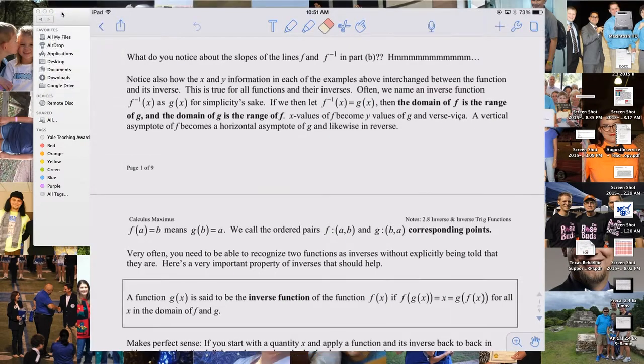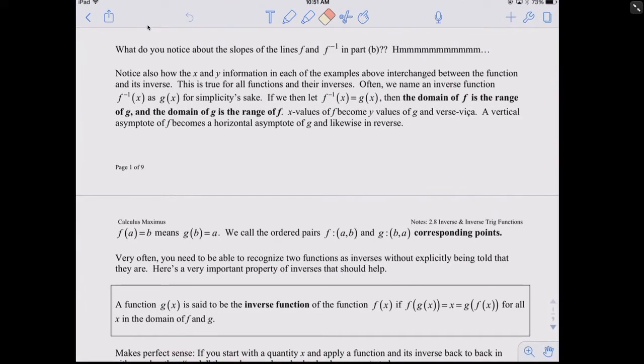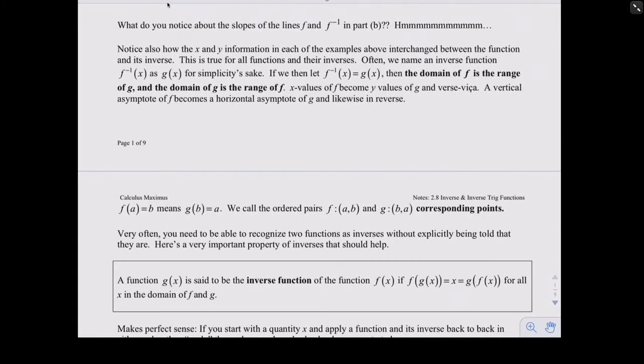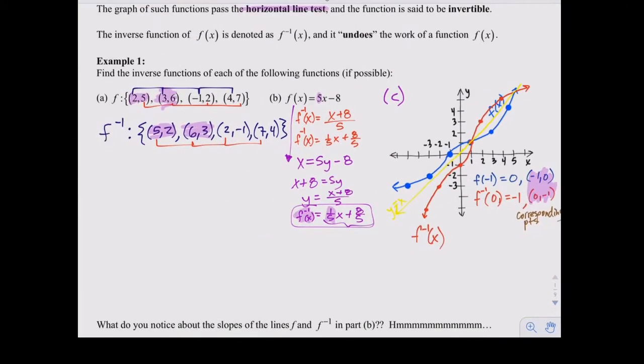2.8, inverse and inverse trig functions. All right, so what we were doing yesterday is nothing involving calculus, really. We were just kind of reviewing an inverse. And two functions are inverses if they do what relative to each other? Undo each other's work, right.